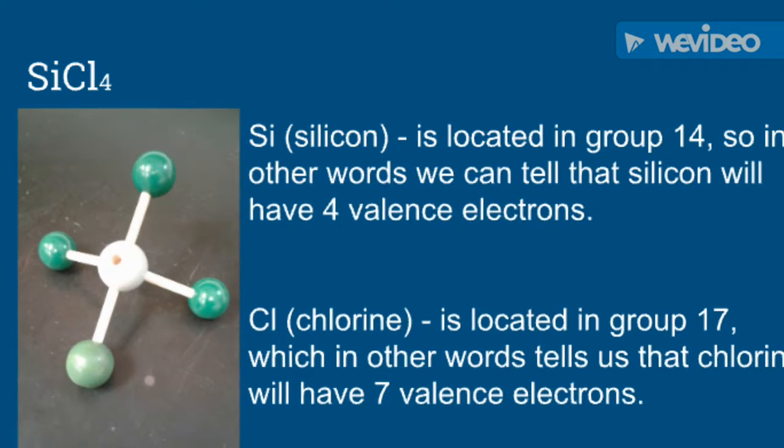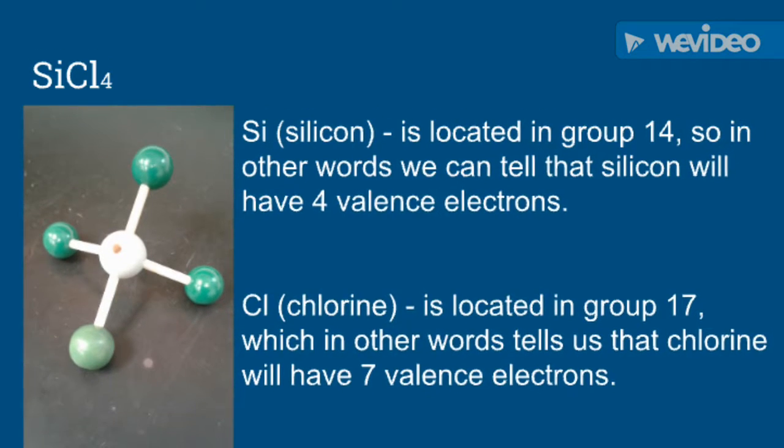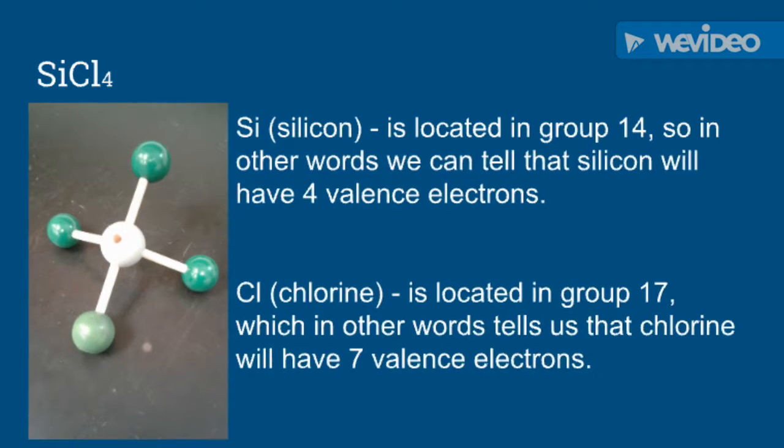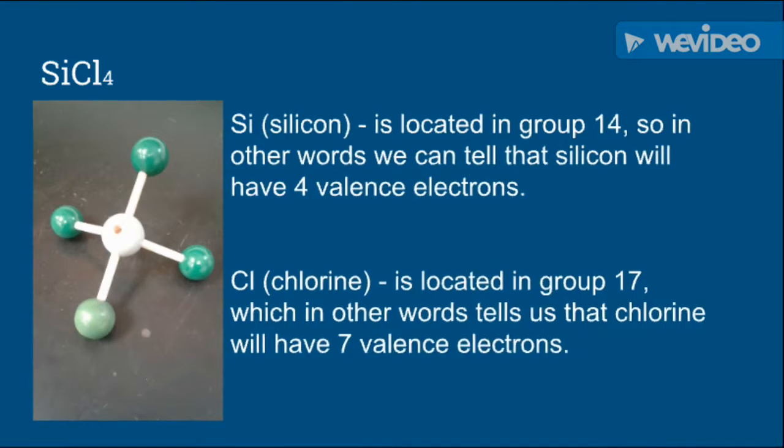Si stands for silicon, which is located in group 14, so we can conclude that it will have 4 valence electrons in its outermost shell. Cl stands for chlorine, which is located in group 17, so we can conclude that it will have 7 valence electrons in its outermost shell.